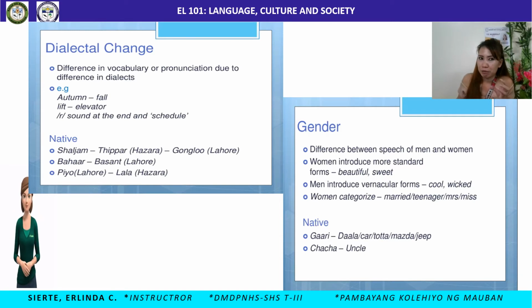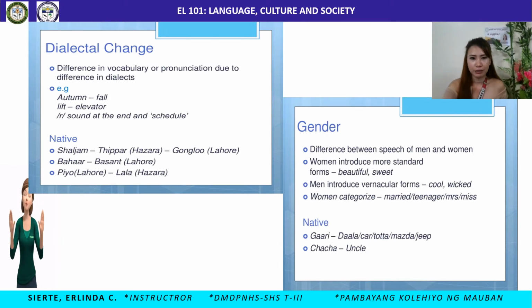So meaning to say that the woman is maybe widowed or married, or we are not sure if the woman is married or still single. But as you observe, for example, in a pageant, what is being used to call the Miss Universe is the word Miss, M-I-S-S, meaning we are very sure that that woman is still single. Next, we have native just like the Ari, the Angler, Car, Tota, Mazda, Chief, and Chacha.